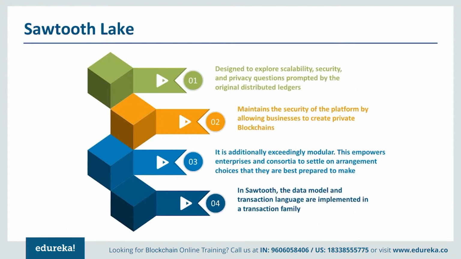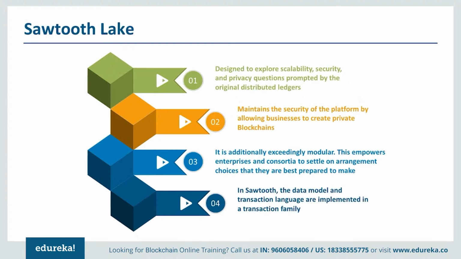Sawtooth Lake, as I mentioned, is primarily promoted by Intel. It is designed to explore scalability, security, and privacy questions prompted by the original distributed ledgers. The key distinguishing feature of Sawtooth from Fabric is the consensus algorithm, which is proof of elapsed time. There is a random chance that every miner gets for mining the block, and it is based on the random number that is created by the Intel hardware. So it maintains the security of the platform by allowing businesses to create private blockchains.